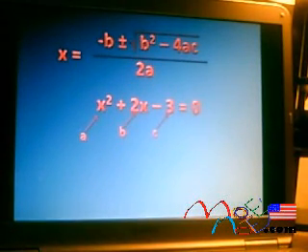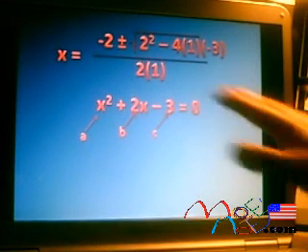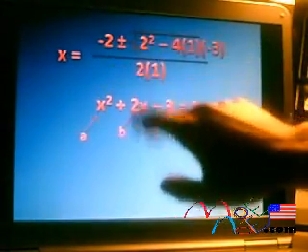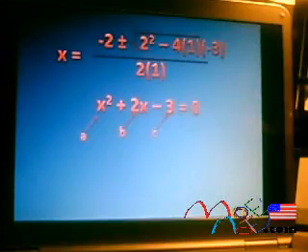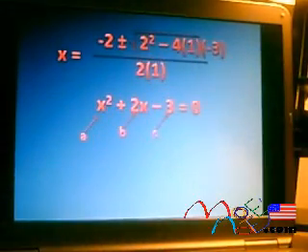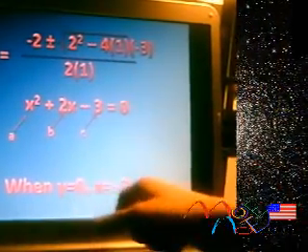So let's go ahead and plug everything in. Okay, and when you go ahead and multiply that out, -2 plus this over this. This is going to give you the 1, 0. Negative 2 minus this over this is going to be the other. And again, when y equals 0, x equals negative 3 and 1. That's the quadratic formula.